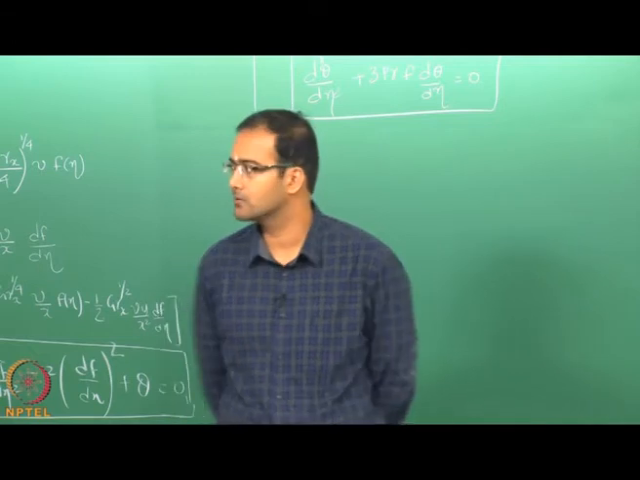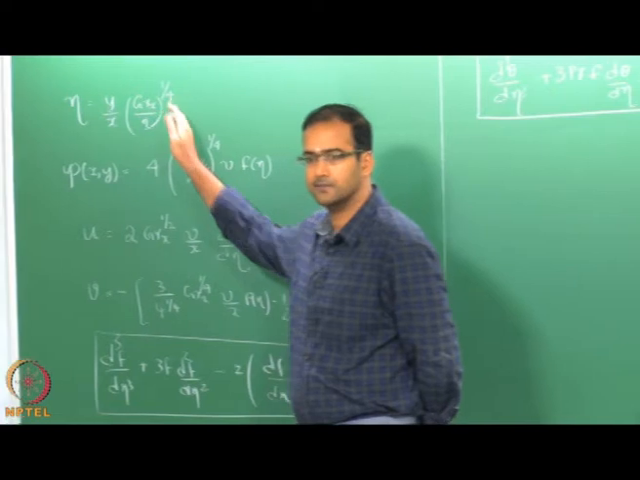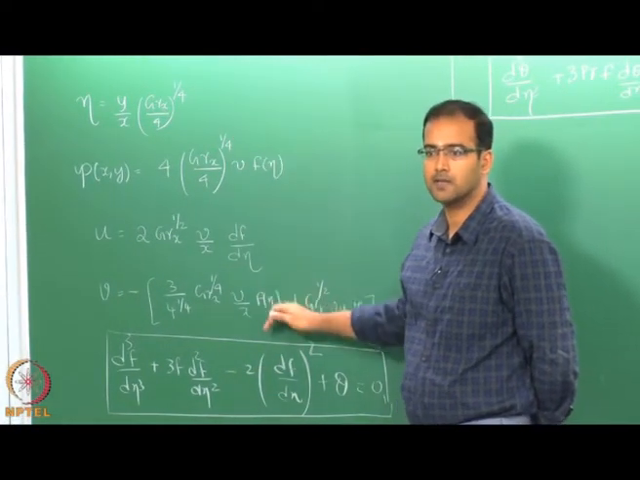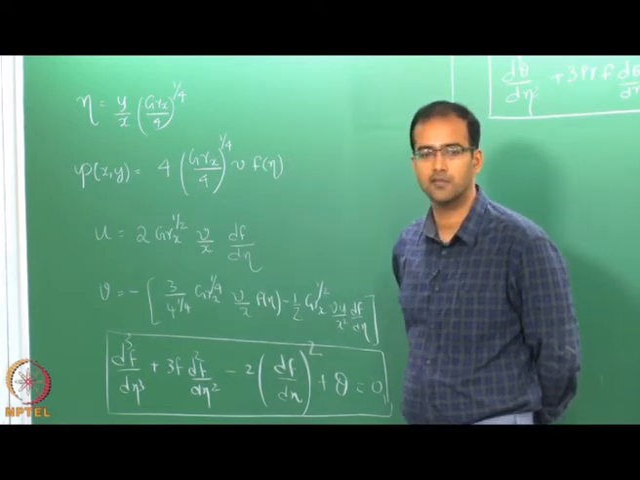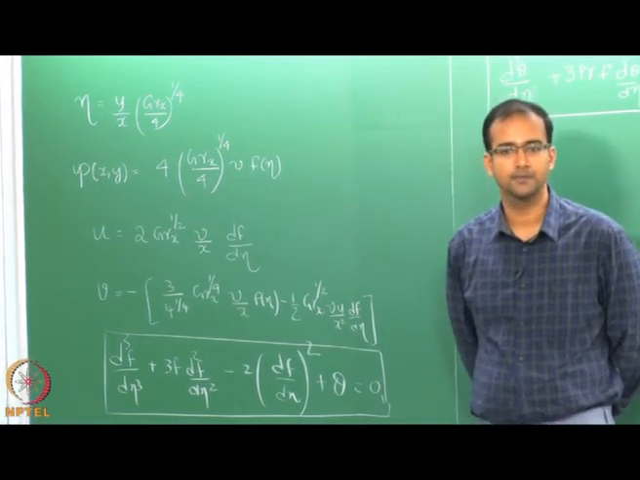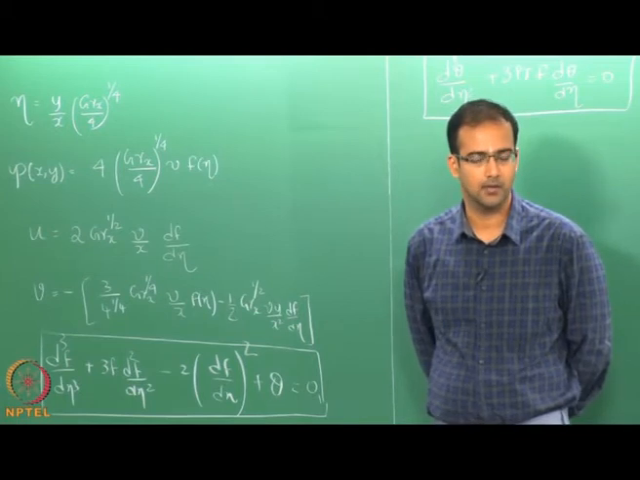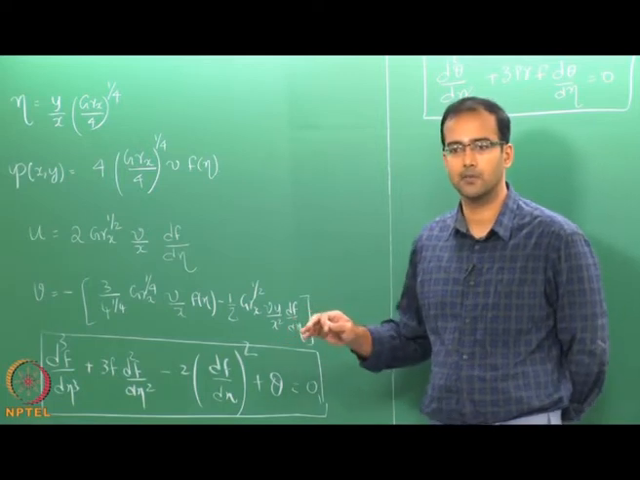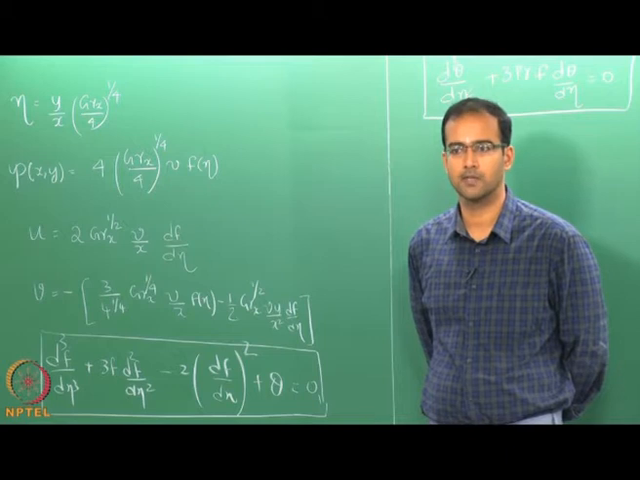Accordingly, Polhausen chose the similarity variable something like this, and then we proceed along the same lines as we derived the Blasius equations, starting from the stream function definition and then substituting this to find the u velocity, v velocity, and also the gradients of all the velocity components. And then finally, when we substitute into the momentum equation, we end up with the following similarity equation.